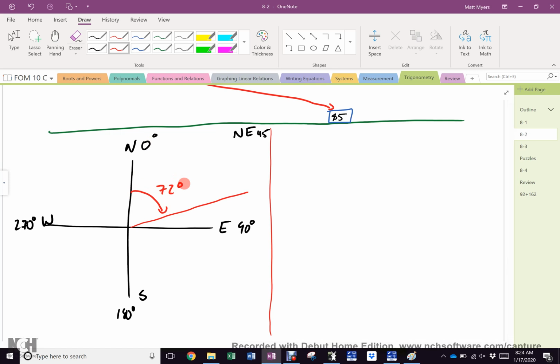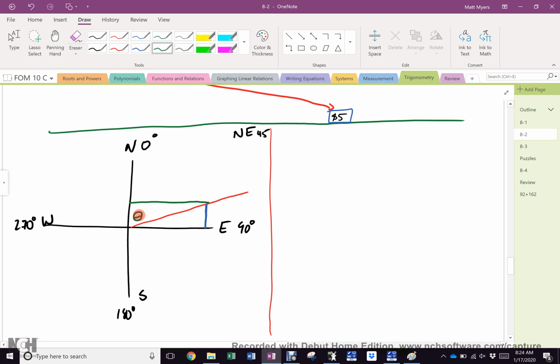Can I do trig yet? No, I would need a triangle to do trig, right? If you were trying to find out how far I walked and we were going to do trig, you would need to make a triangle, yeah? So you could make the triangle here, right? Or you could make the triangle here.